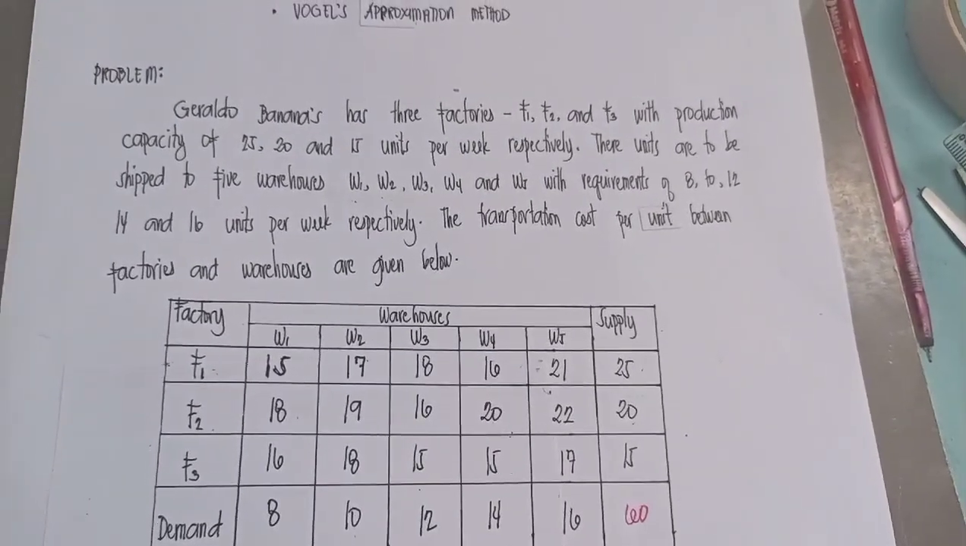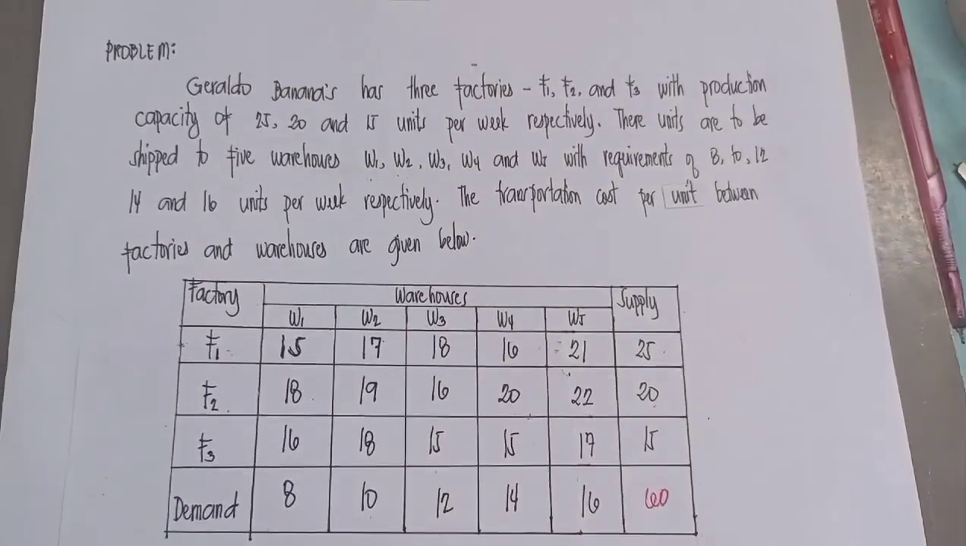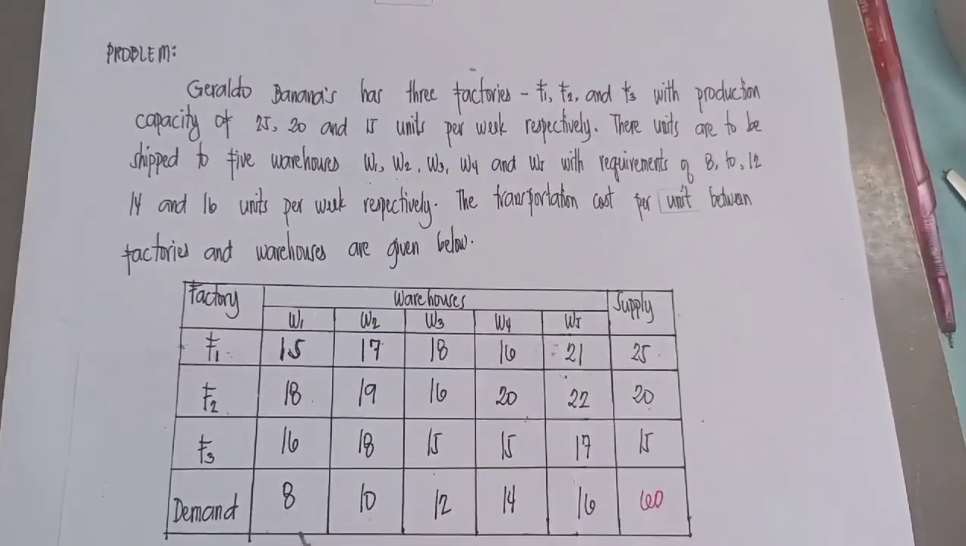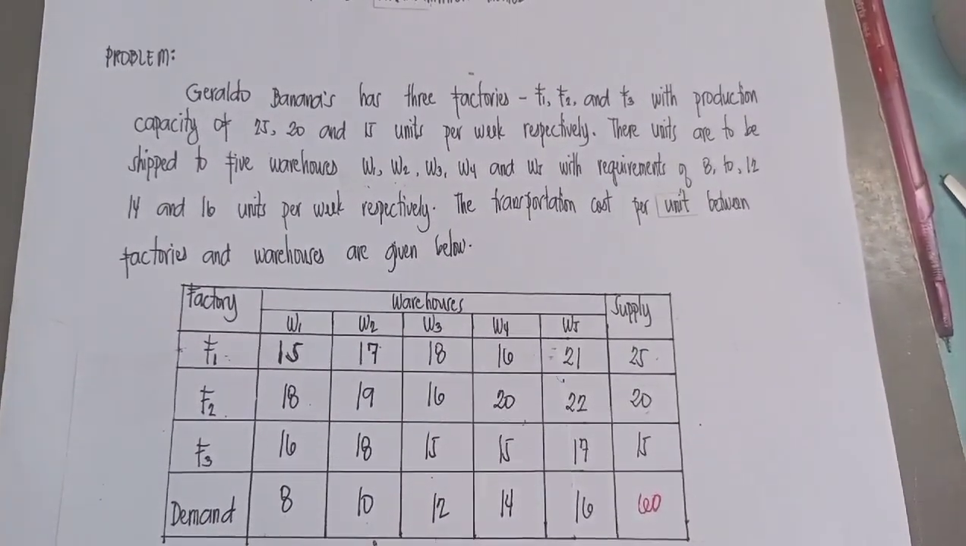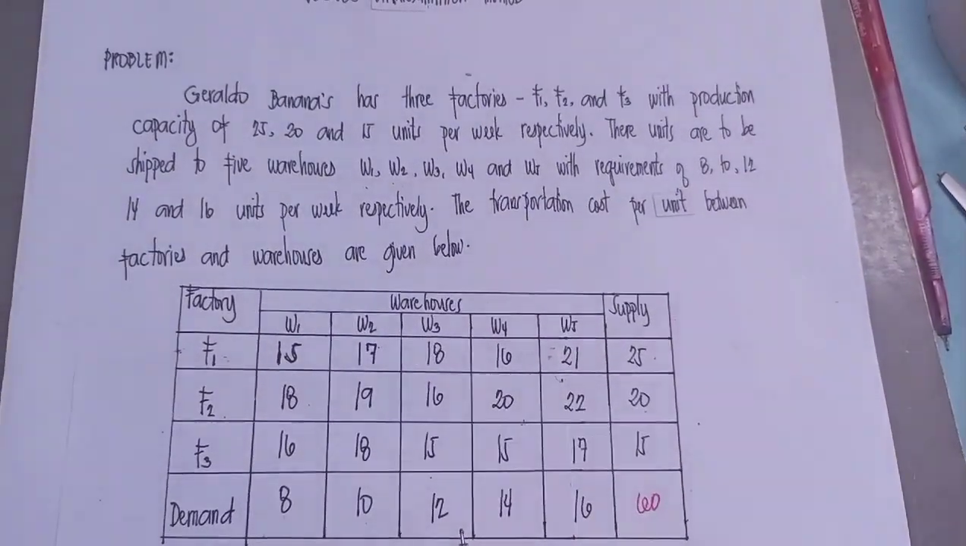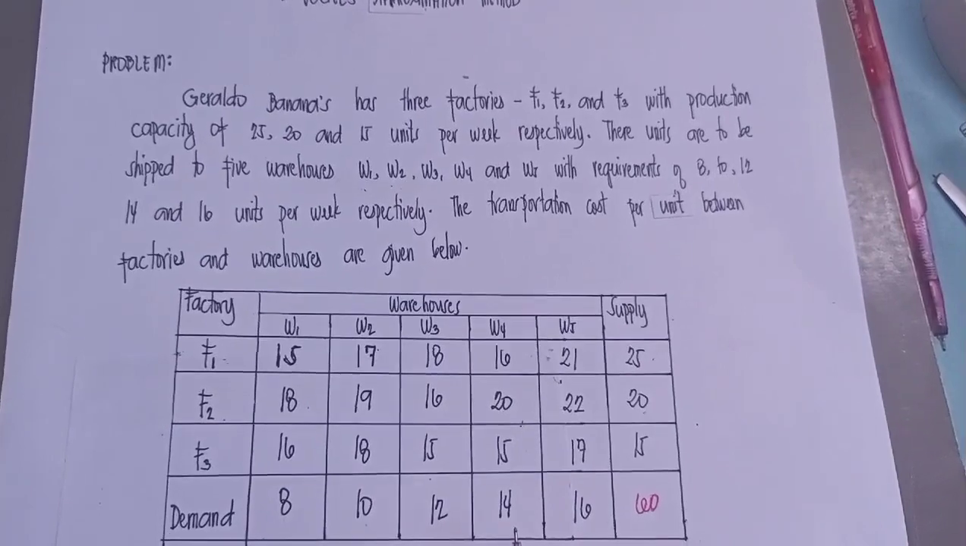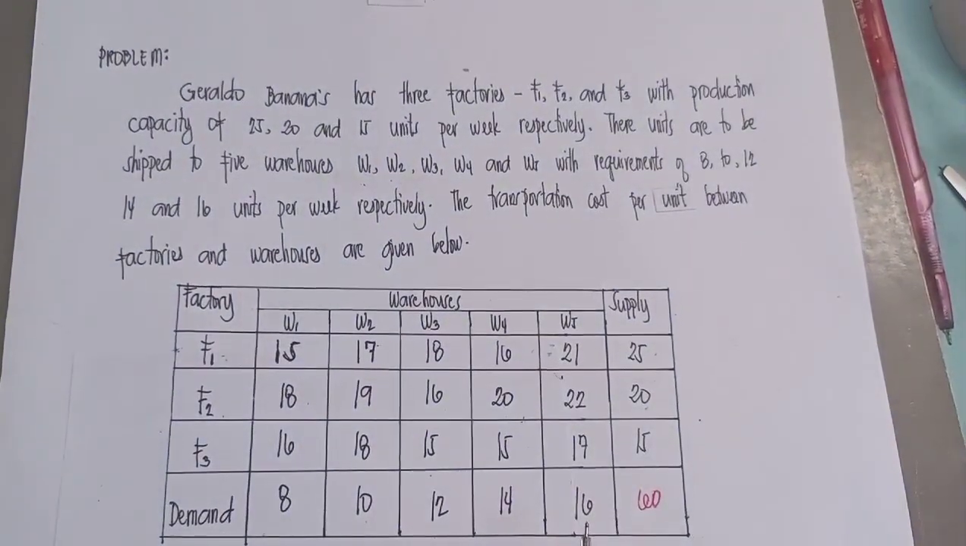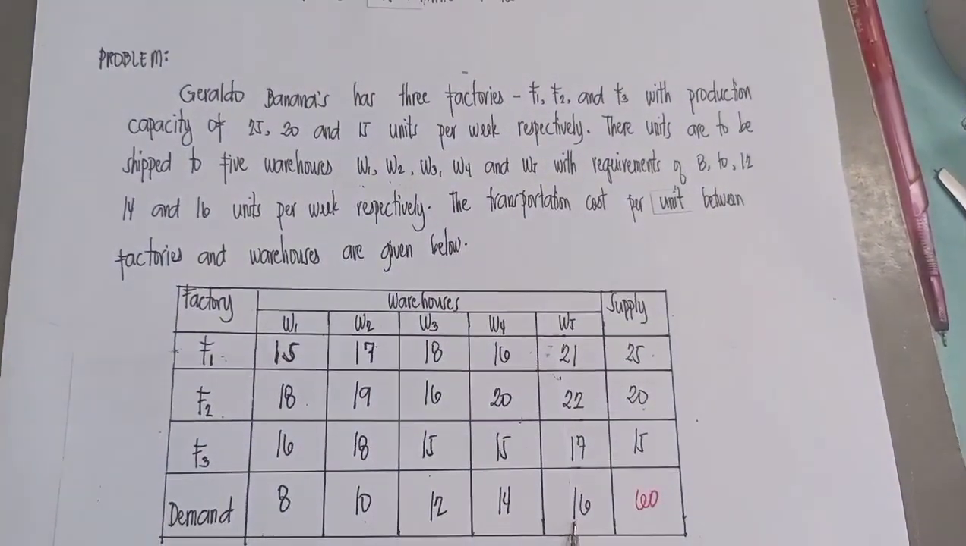We can also see the demand. To warehouse 1, they need 8 units. To warehouse 2, 10 units. W3, 12 units. W4, 14 units. And to W5 is 16 units.